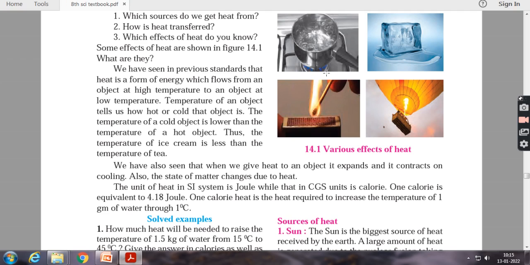We can get heat from our gas stove. This is also one kind of heat. So different forms of heat are there. But what is heat exactly? Heat is a kind of energy.